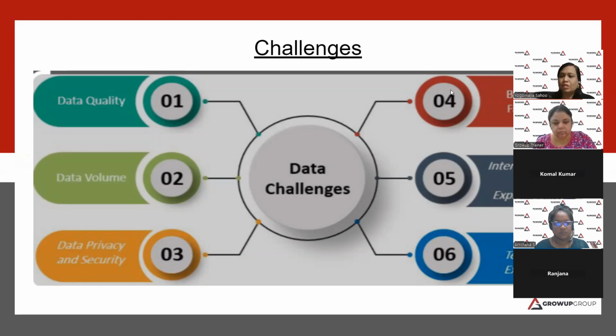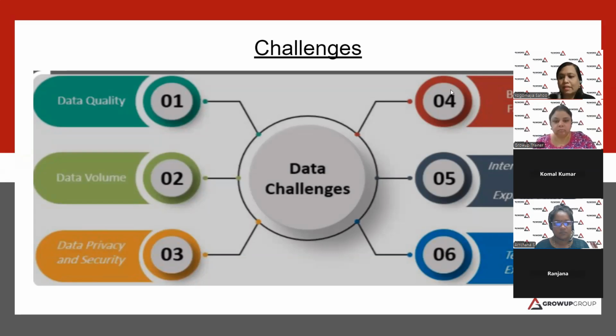Next is volume. As the volume is too high to provide real-time data, it is a challenge. So that is again a challenge for curated AI. And data privacy and security: it has to adhere to all the privacy policy to provide any kind of data. It has to obey all the rules and regulations of data privacy.